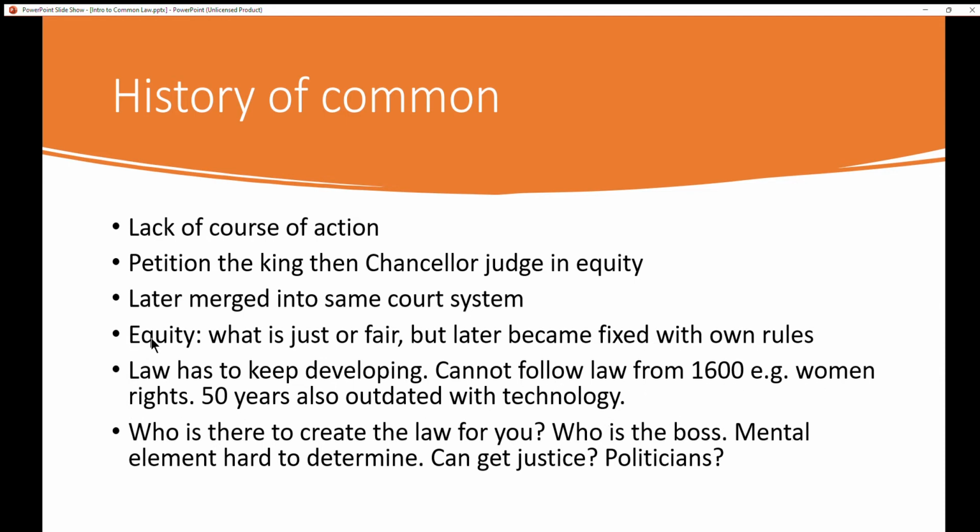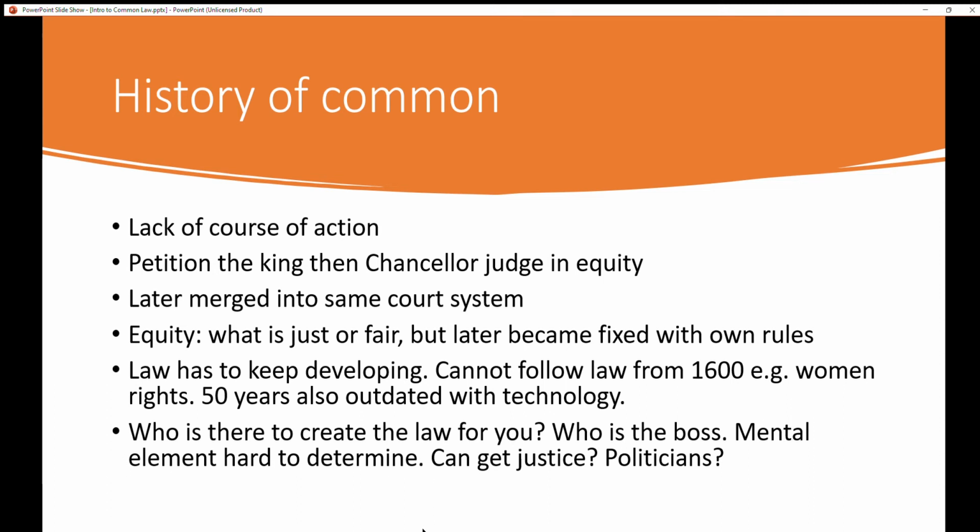So even equity also we have to develop it. But who is going to create the law for us, right? It depends on the boss lah. Normally, of course, we can suggest to the boss, right? But who is the boss? So we have a problem, and the mental element is very hard to determine.